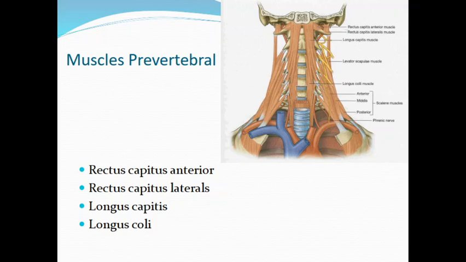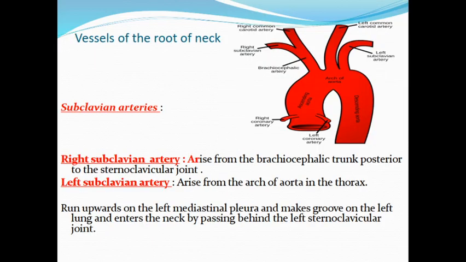Now the vessels of the root of the neck. So I'll be giving much importance to the subclavian vessels. That is, first of all we'll see the subclavian arteries. So in the diagram you can see the right and the left subclavian arteries. The right subclavian artery arises from the brachiocephalic trunk posterior to the sternoclavicular joint. The left subclavian artery arises from the arch of aorta in the thorax. Now this left subclavian artery runs upward on the left mediastinal pleura and makes a groove on the left lung and enters the neck by passing behind the left sternoclavicular joint.